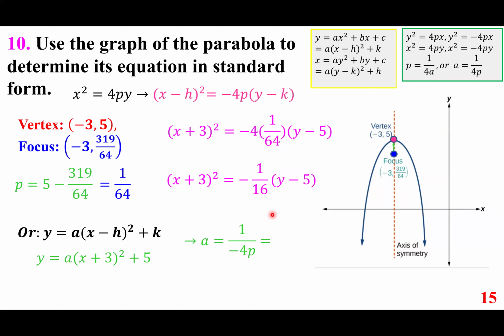Remember, if you go with the distance, it's always positive, okay? So you have to figure out the negative one way or another. So 1 over negative 4 times 1 over 64 gives you negative 16. And now you have the A, put it in, and you're done. Or just figure out the relationship that it's 16, opens down, A must be negative. Somehow you have to account for the fact that it's negative. That's all.